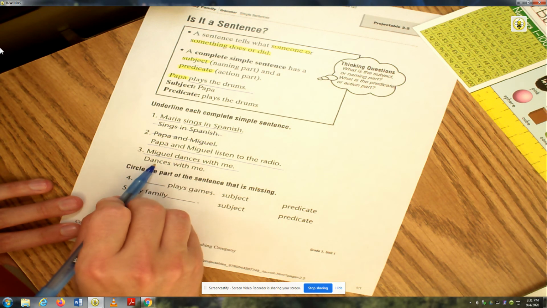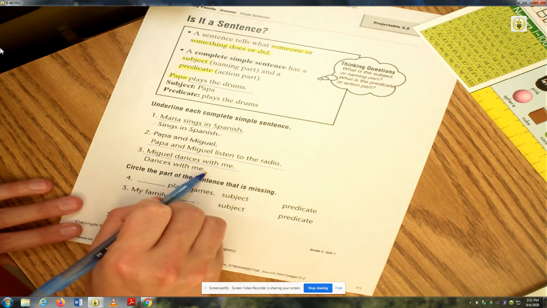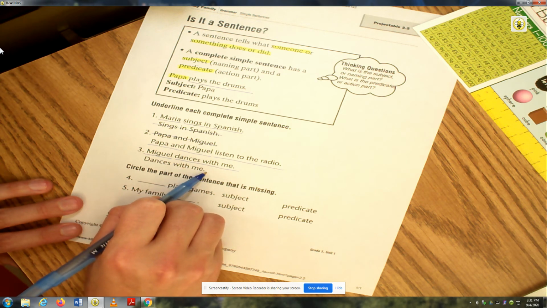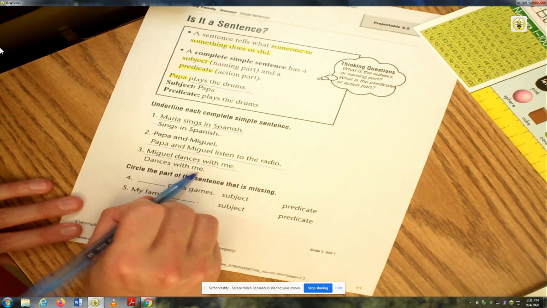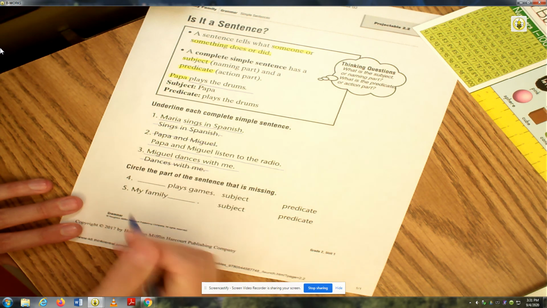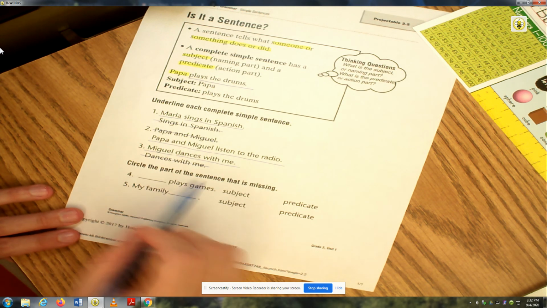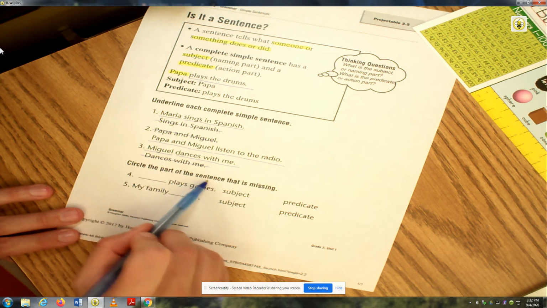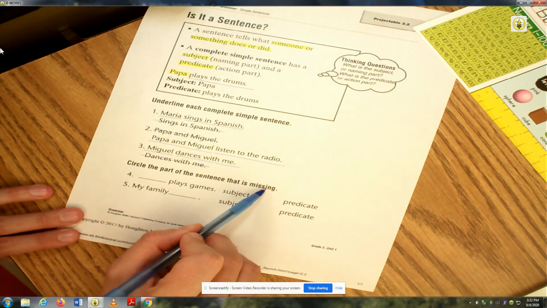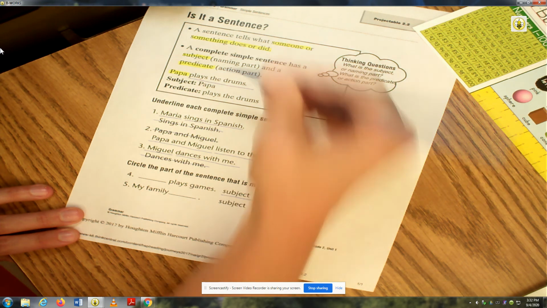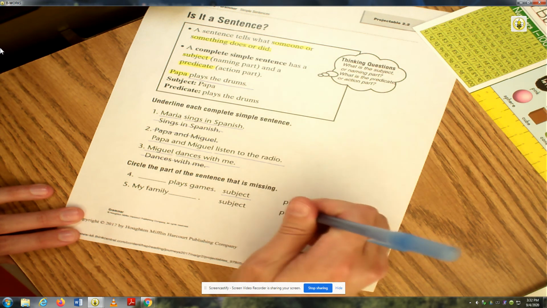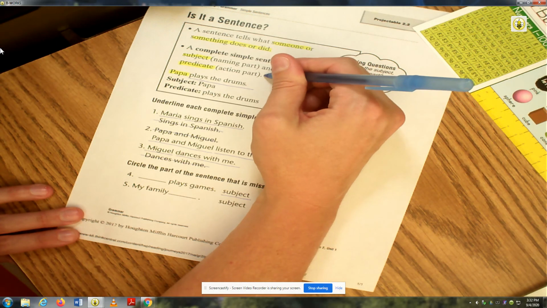The second part says, dances with me. What's missing in that sentence? The subject, that's right. We know what they're doing, but we don't know who is doing it. That is not a complete sentence. Let's look at this next part. It says circle the part of the sentence that is missing. So in order to have a complete simple sentence, you have to have both a subject, the naming part, and a predicate, the action part.